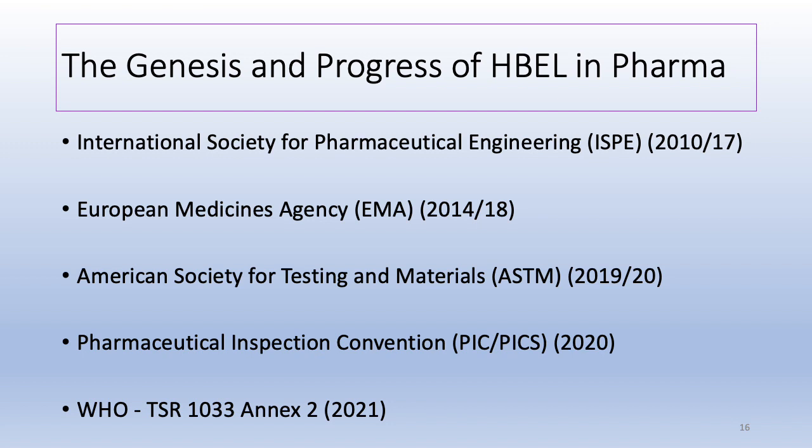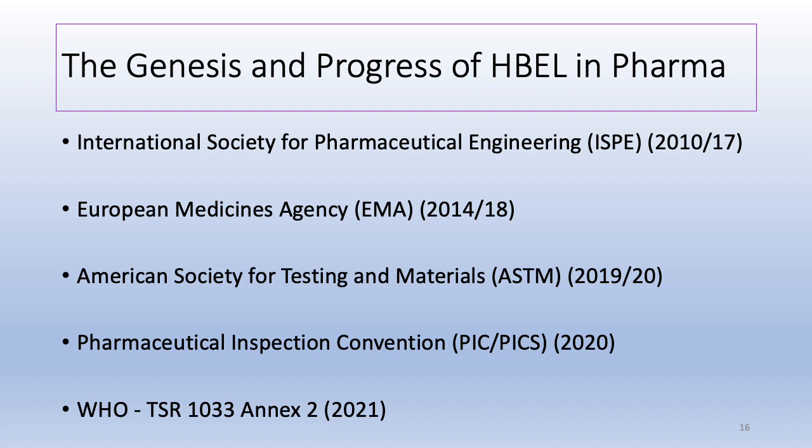And then more recently, we see some guidance from the American Society for Testing and Materials, which was published 2019-2020. And then in 2020, the Pharmaceutical Inspection Convention also had their guidance, which is basically in line with the European Medicines Agency one. And then the WHO TRS 1033 Annex 2 also describes the procedures of how to calculate these health-based exposure limits, basically in line with the EMA guidance of 2014.